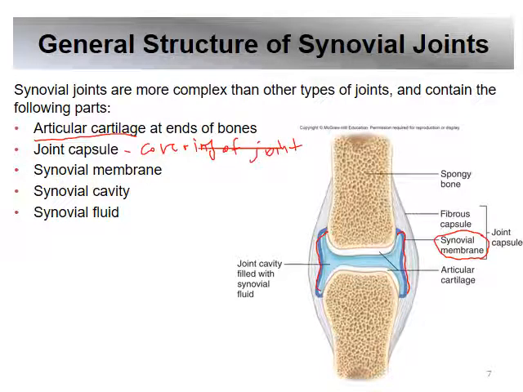Okay, synovial cavity and the synovial fluid. This space in between the two bones, you can either call it the joint cavity or the synovial cavity. Know that in this cavity there's fluid, and it's called the synovial fluid. The synovial fluid is for lubricating the joint, to make sure that it is moving smoothly.